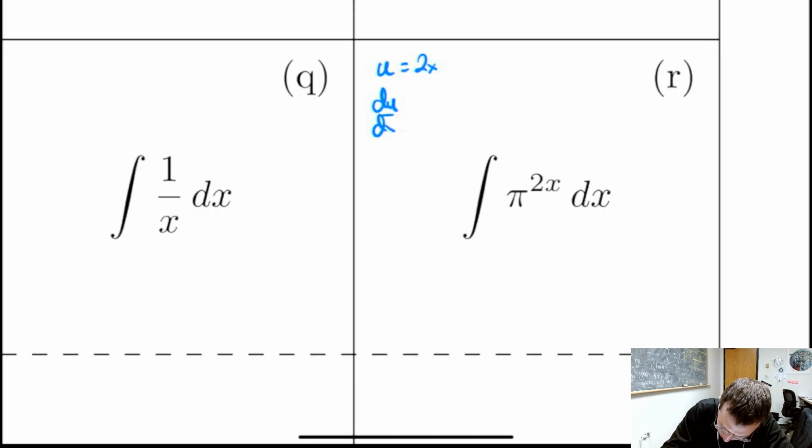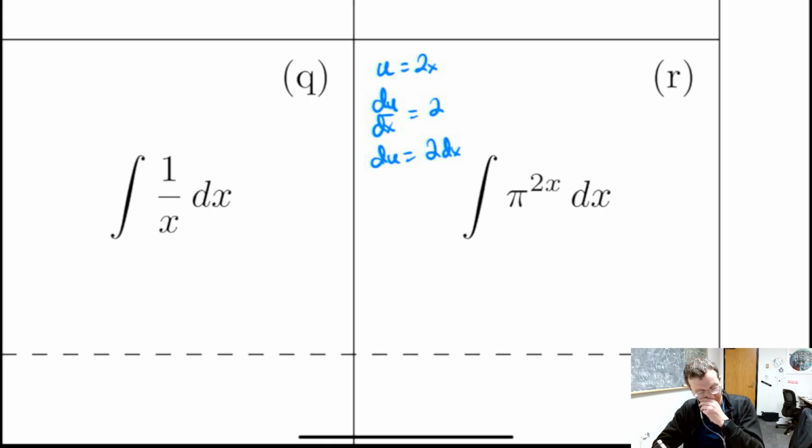So if u is 2x, du dx is 2, which means du is 2 dx. Now there are two different ways that you can complete the substitution. They're not very different, but one way is to divide the 2 over, so that you see that dx is equal to 1/2 du. So I substitute the 1/2 du for the dx.